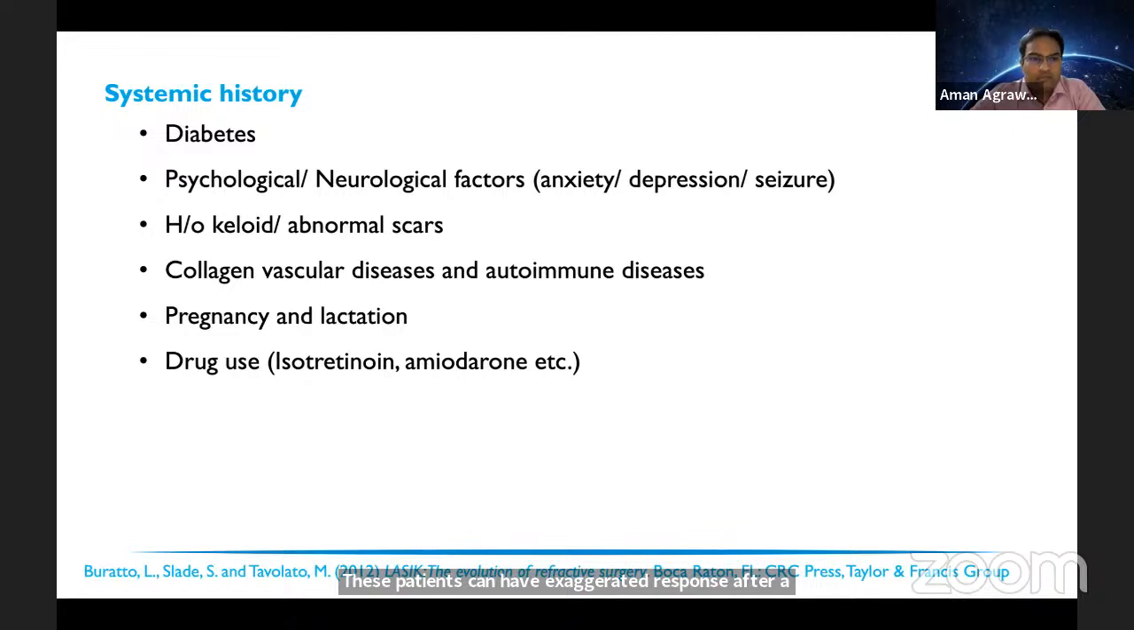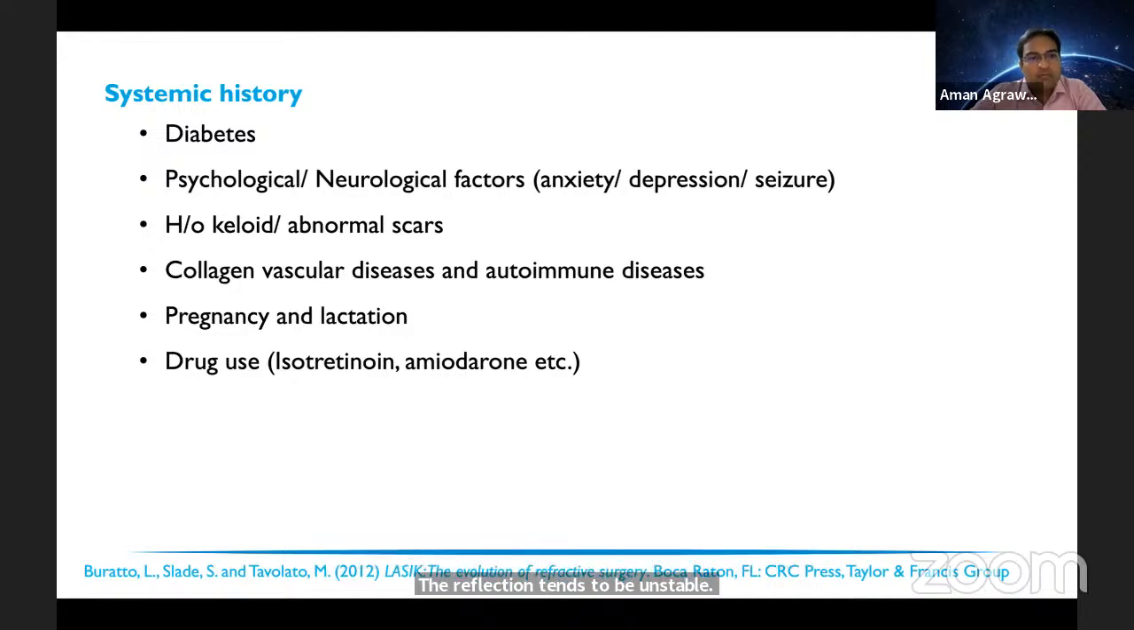Then a history of collagen vascular disease and autoimmune disease is also important, because most of these are actually contraindications for refractive surgery. Then females who are pregnant or who are currently lactating should also not be taken up for refractive surgery because of the changes in the corneal hydration. The refraction tends to be unstable.